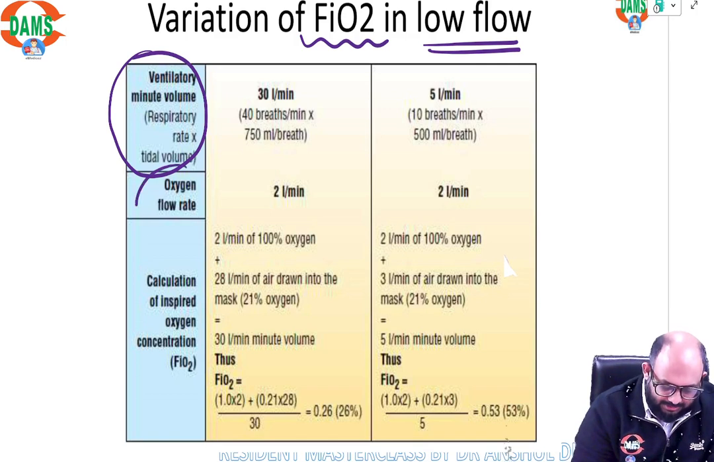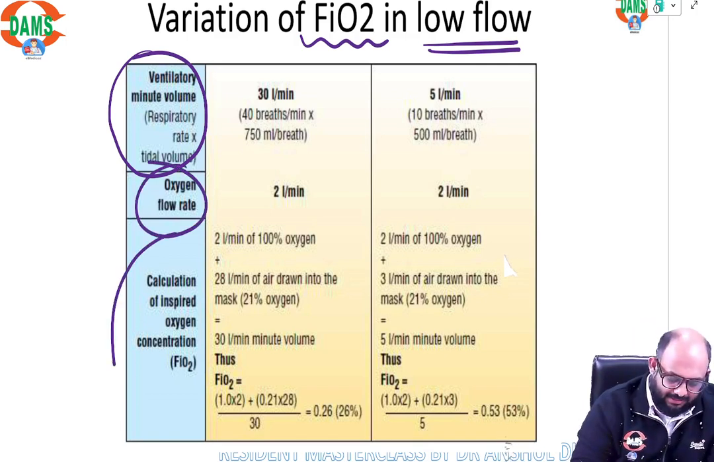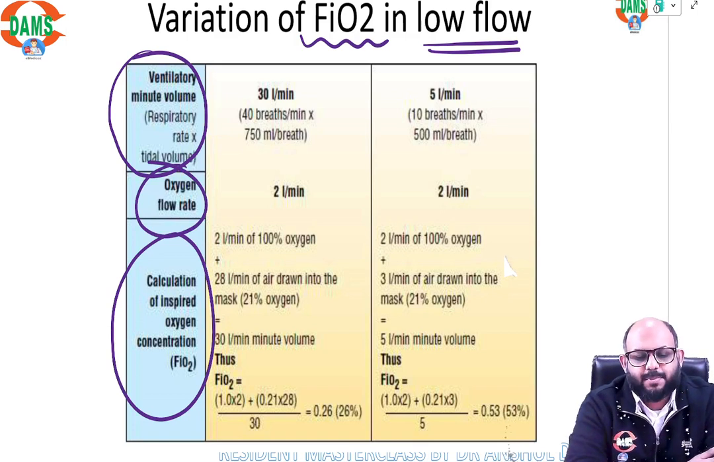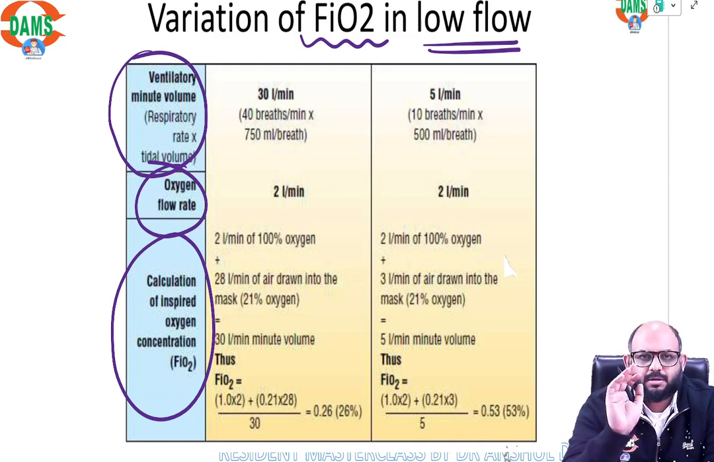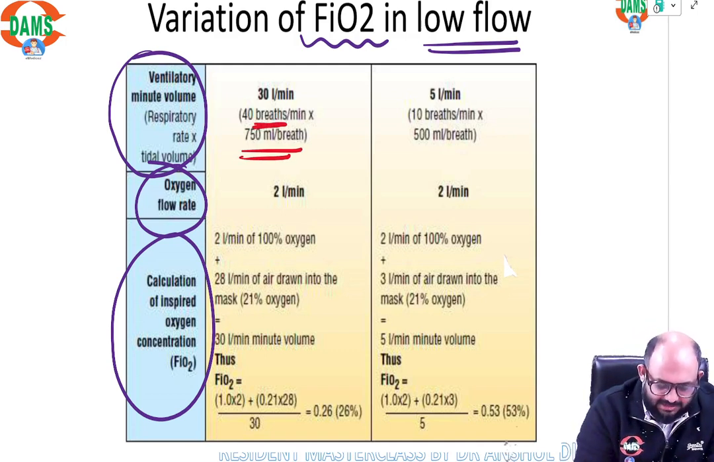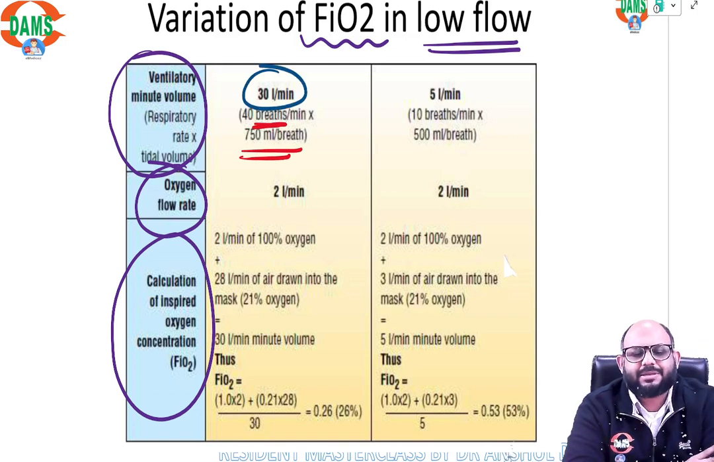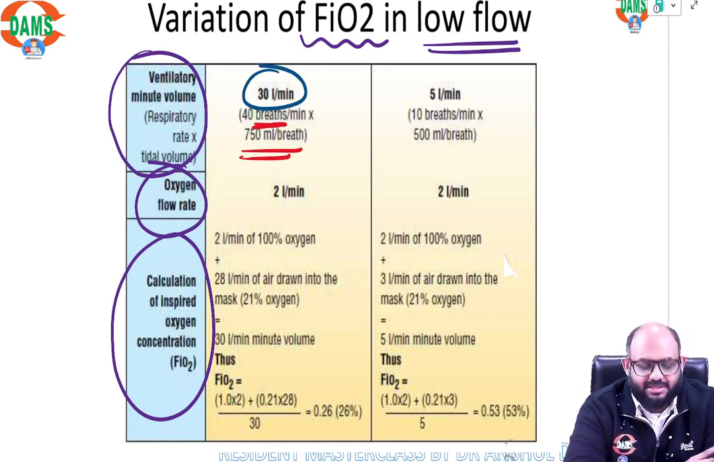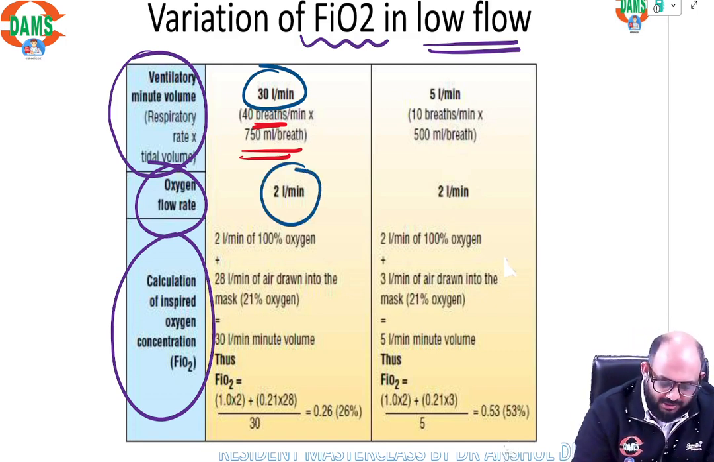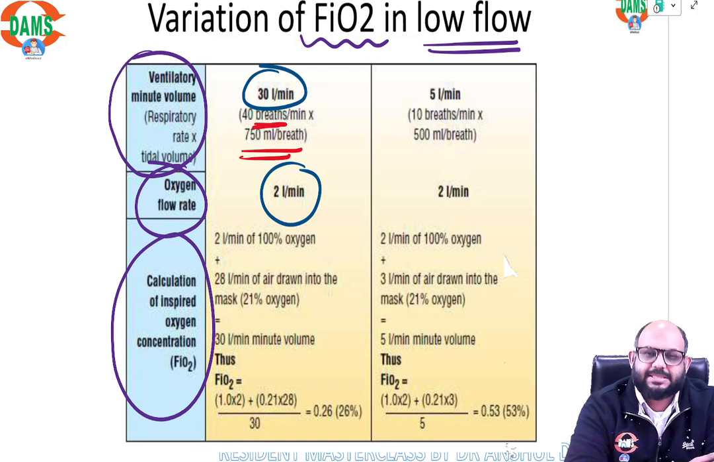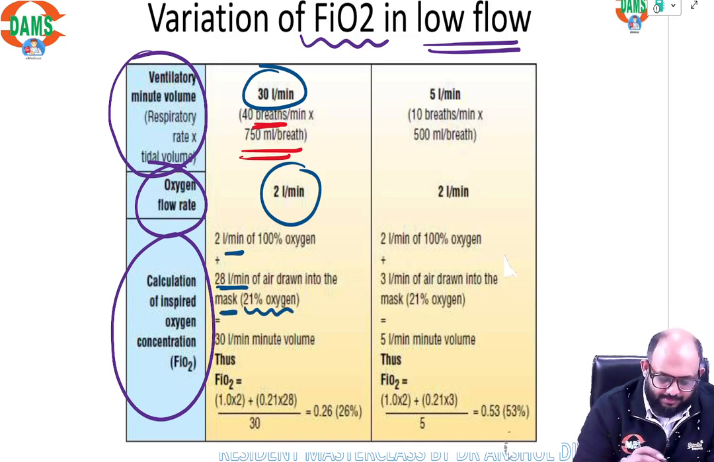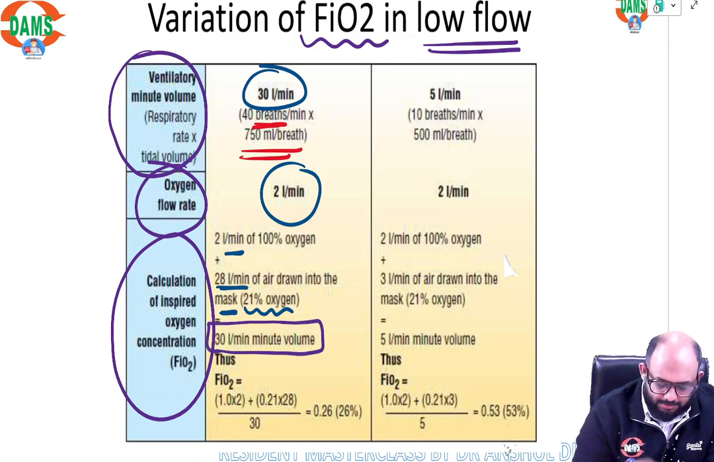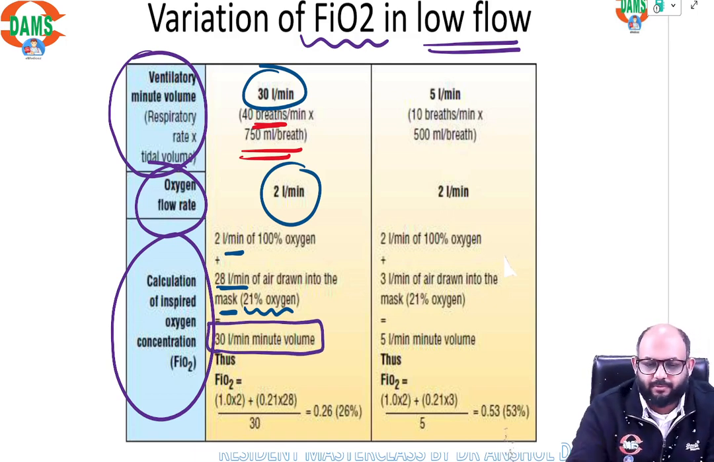Then we put a certain oxygen flow rate on the low flow device, and then we calculate the FiO2, that is the fraction of inspired air that contains oxygen. So let's say the patient is breathing very fast: 750 ml per breath, 40 breaths per minute. What would be the minute ventilation? 30 liters per minute. Now you have given oxygen at 2 liters per minute, say by nasal cannula. So 2 liters per minute of 100% oxygen and 28 liters per minute of air drawn in, which is 21%. The total volume is 30 liters per minute.